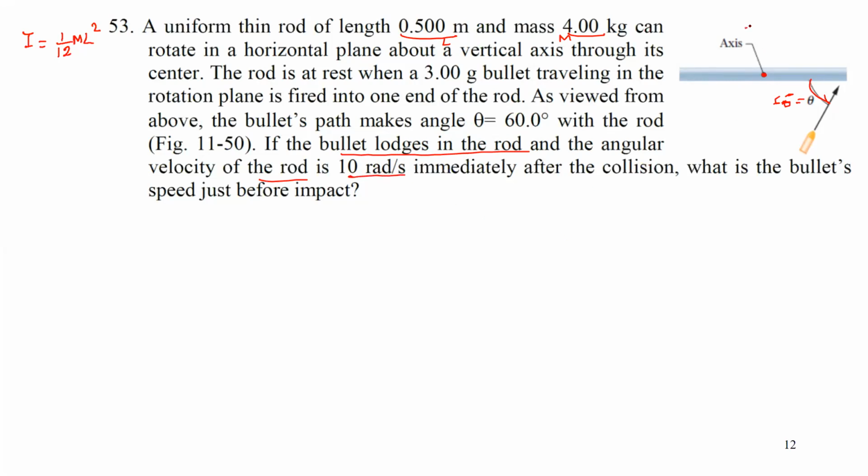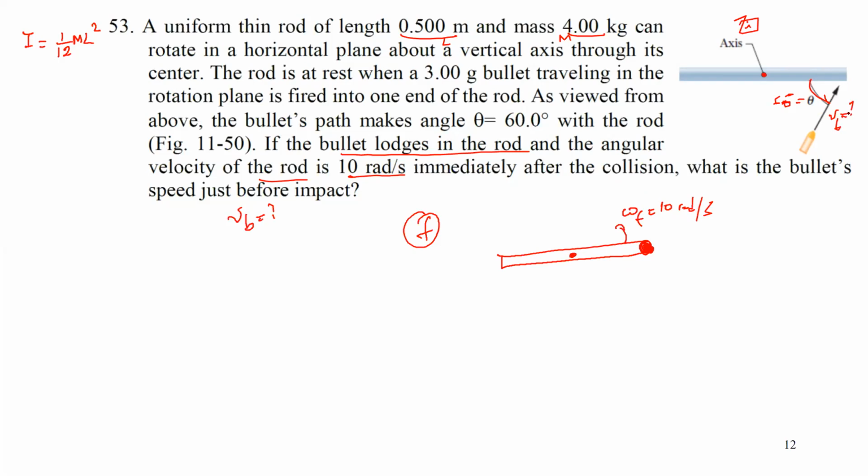So this is my initial. My final will be, I have my rod and the axis of rotation is here. Now the bullet was launched. Now the bullet will lodge here and stick here. And the whole system will have an omega final of 10 radians per second. So the question is, what is the bullet speed? What is VB? VB being here. What is VB?